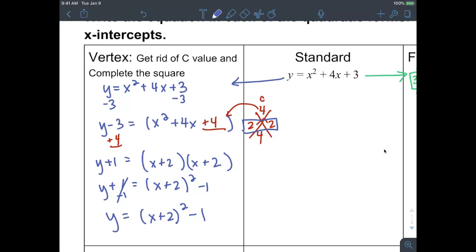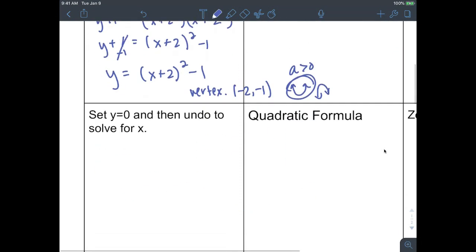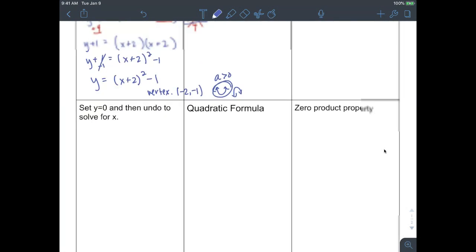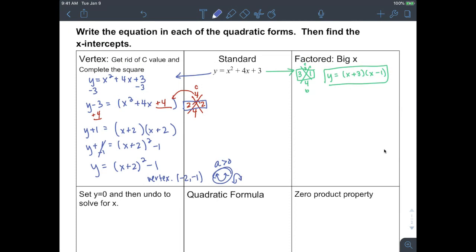Where's the vertex? The vertex is at -2, -1. And is this graph concave up or concave down? It's concave up because the a value is greater than 0. It's positive. Okay, so the next thing we're going to do is take these different forms and figure out our x-intercepts. So below here tells us how to solve each one of these forms for the x-intercepts.